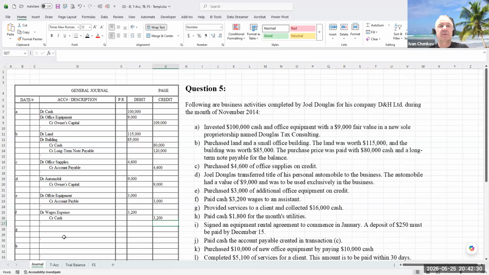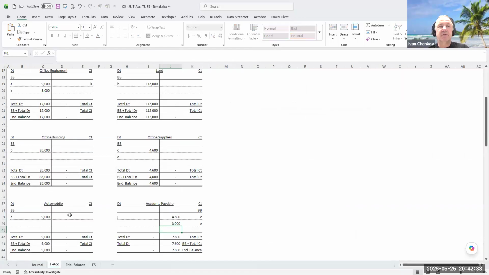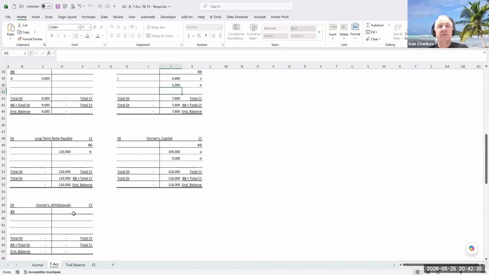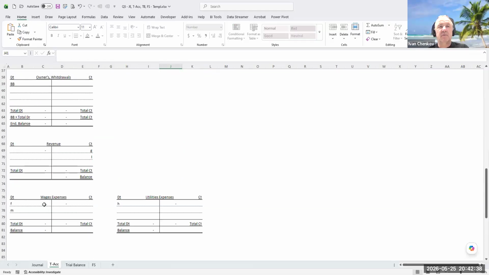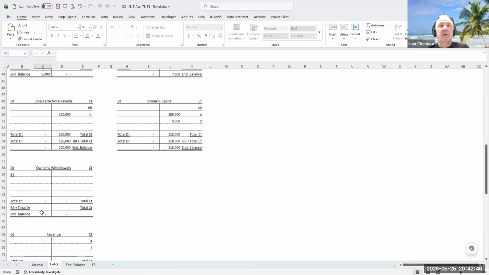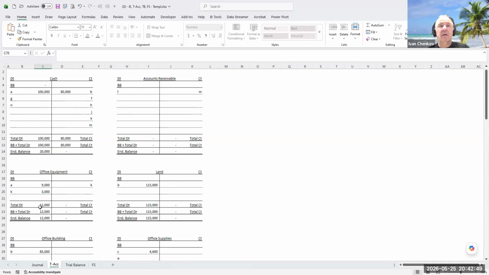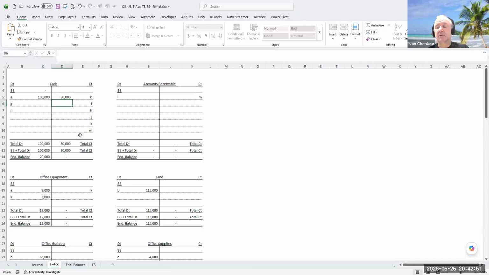Let's put those in the accounts, see what's going to happen. Wages expense, so we have to find it somewhere here down. Wages expense, $3,200. Now the expense starts going up, climbing up. And cash has to go down $3,200, because we paid for the wages. And as you can see, before we paid the wages, we had 20,000. Once we paid the 3,200 wages, our cash left is $16,800 only.